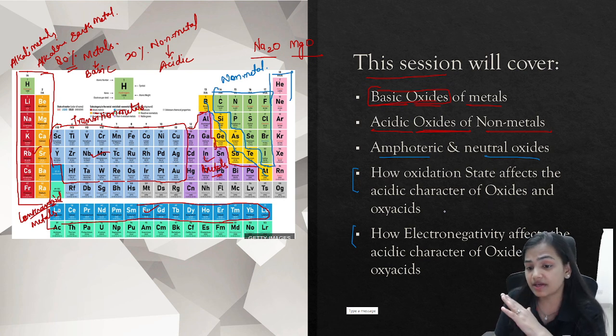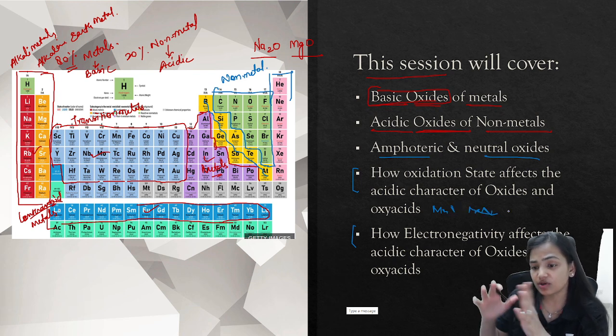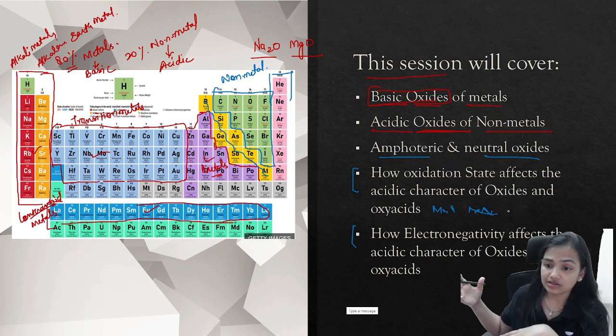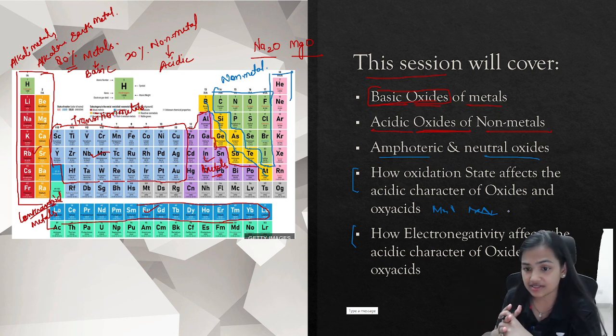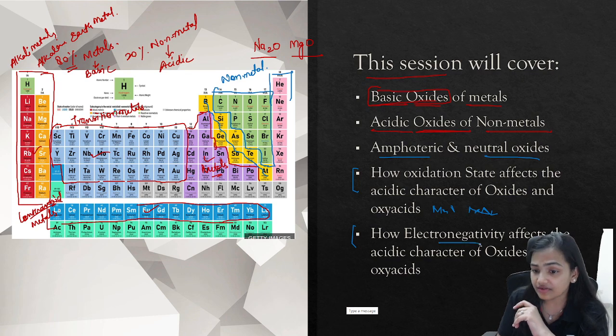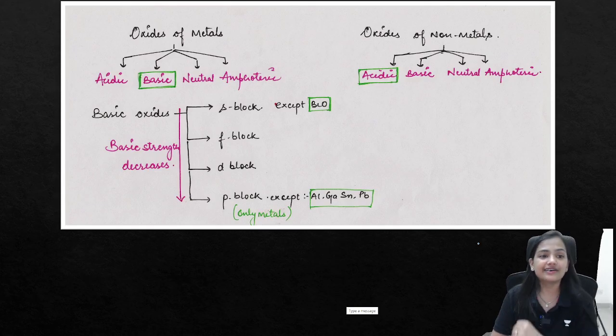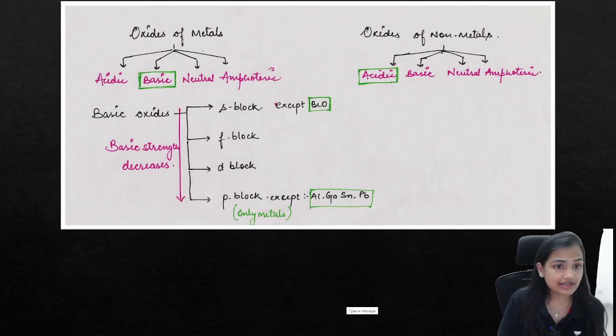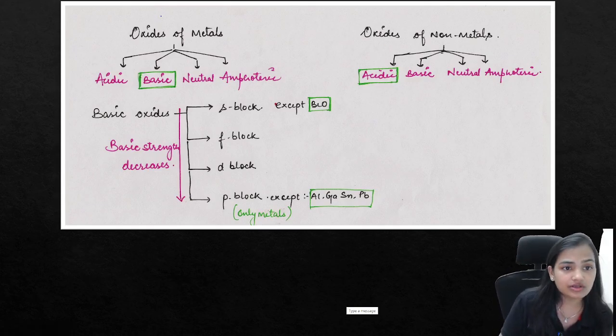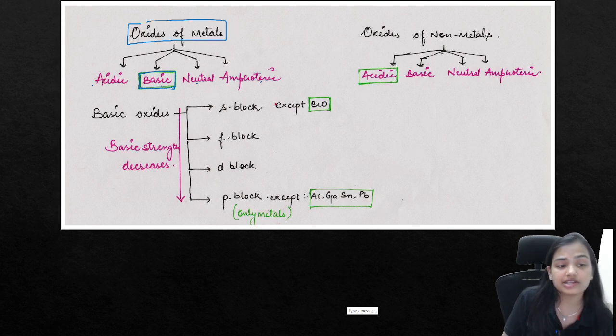So if I have different oxides, like MnO, MnO2, and MnO4 negative, what will happen? How does the oxidation state affect the oxides and oxyacids, and how does the electronegativity affect the acidic character of oxides and oxyacids? So let's begin with it. Guys, as I told you, if you are talking about the metals and the oxides of metals, whether they are acidic, basic, neutral or amphoteric, you will find that the majority of the oxides of metals are basic in nature.